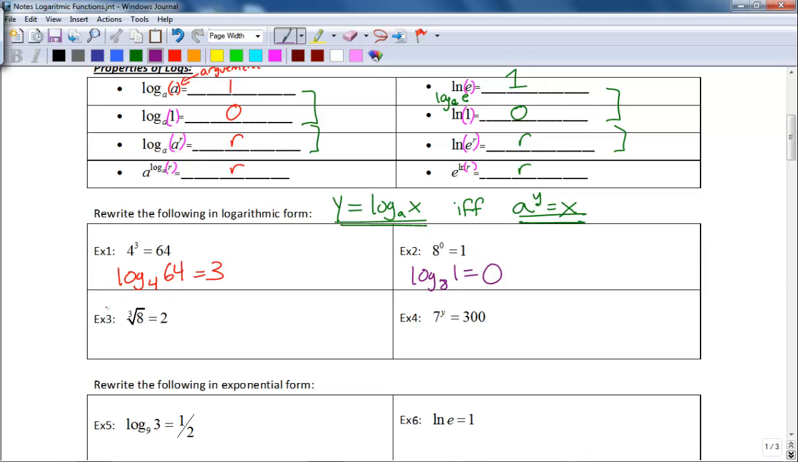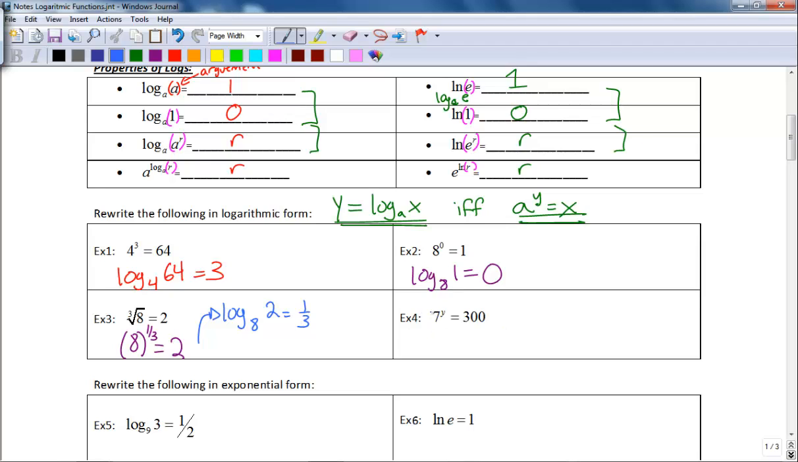Well, let's look at this one. Well, this one looks a little strange because I don't have an exponent. Well, the cubed root of 8 is the same as saying 8 to the 1/3 power. So this is really 8 to the 1/3 power is equal to 2. So what is your base? Well, my base is 8, so we rewrite this as the log base 8, and then swap your numbers here. 2 now comes as your argument, and 1/3 goes on the other side. So the log base 8 of 2 is equal to 1/3.